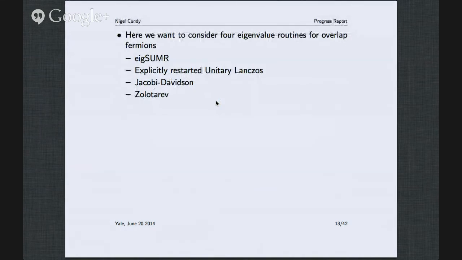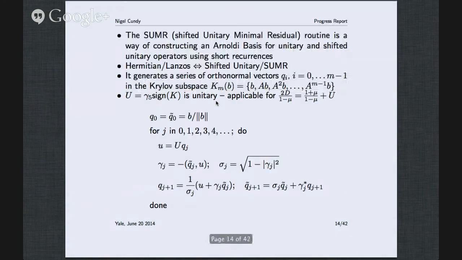Okay, so that's talking about inversions for the first part of the talk. My main topic, of course, is eigenvalue routines, and I'm going to consider four different eigenvalue routines for overlap fermions. I'll look at Arg-SUMR, which is basically equivalent to the Arg-CG that was popularized a few years ago, just using the SUMR inverter rather than the CG inverter. I'll look at the unitary Lanczos, which is basically the Lanczos or Arnoldi method you can build out of the SUMR subspace, and discuss a couple of other things, Jacobi-Davidson and something else. I'll talk about these briefly. Unfortunately, I was hoping our results would be in for these two, but not quite yet. We haven't quite finished optimizing those two, so I can't give you final results there.